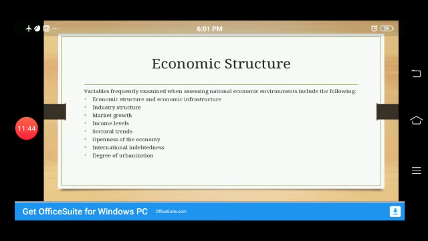Growth and economic activity within a country might vary significantly among different industrial sectors. We need to see what trend the different industry sectors are following, which sector is growing more and which sector is growing less. Then openness of the economy. The ratio of the country's imports and exports should be equal or it could be in surplus, it shouldn't be in deficit. Then international indebtedness.